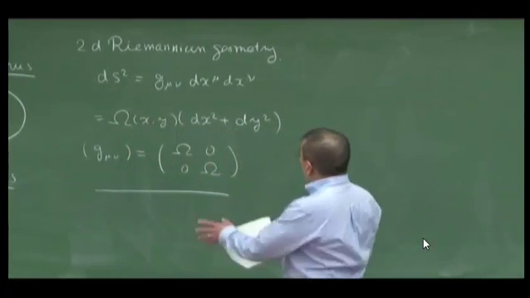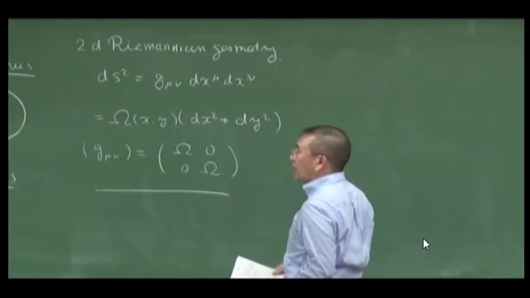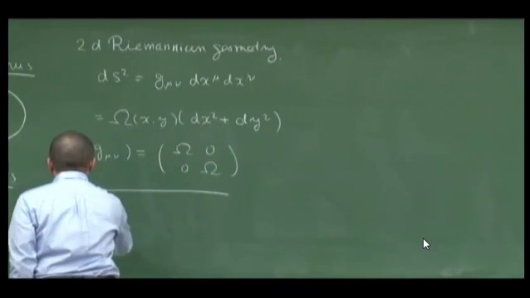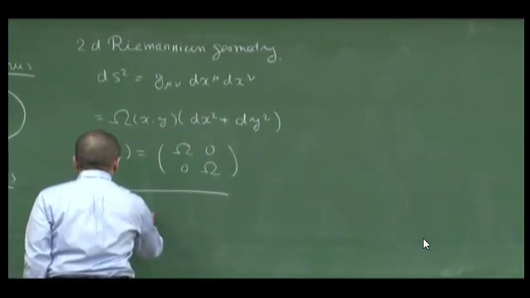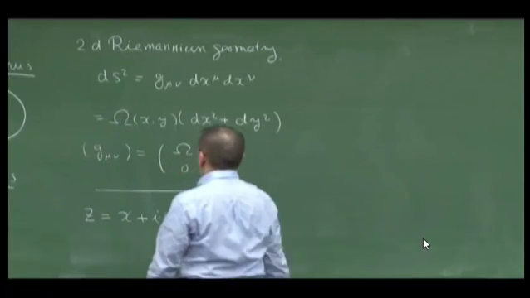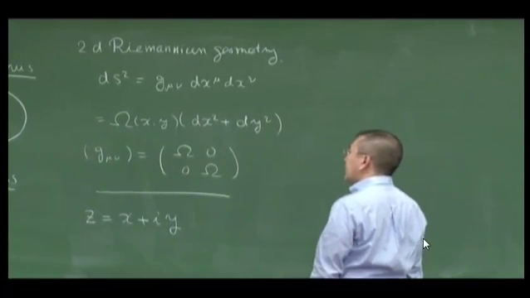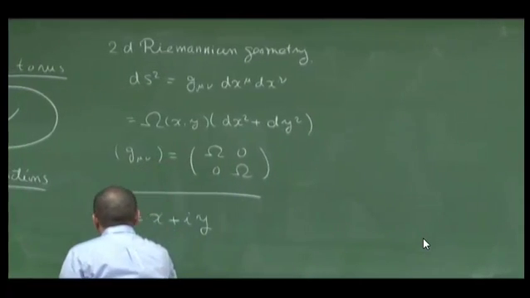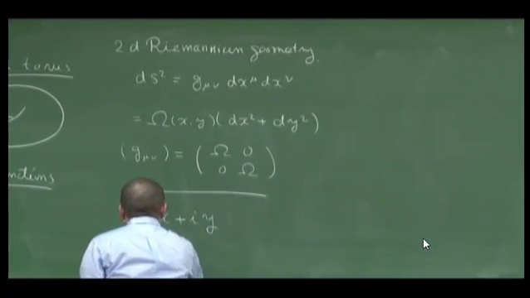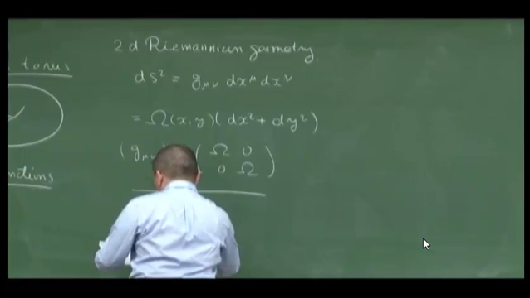Now, once you introduce this kind of particular coordinate, we can also introduce the natural holomorphic coordinate x plus iy, so that the metric now has become of this diagonal form.